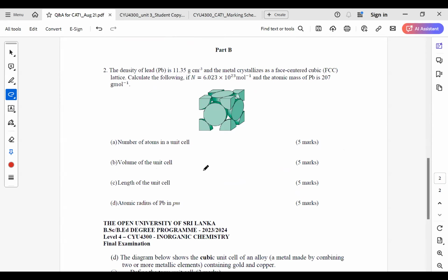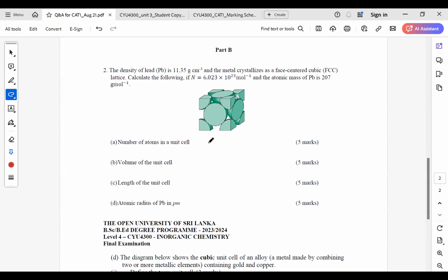The picture is also given to show you how a unit cell looks for a face-centered cubic lattice. And the Avogadro number is given. The atomic mass of lead is given. They are asking us several questions. Number 1, number of atoms in a unit cell. How many lead atoms are there in the unit cell?